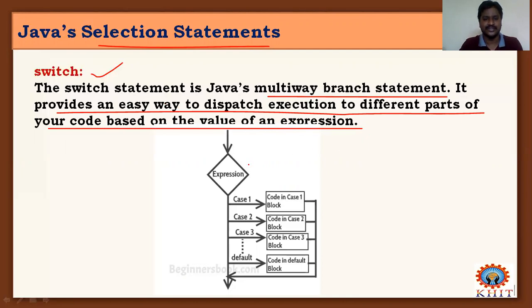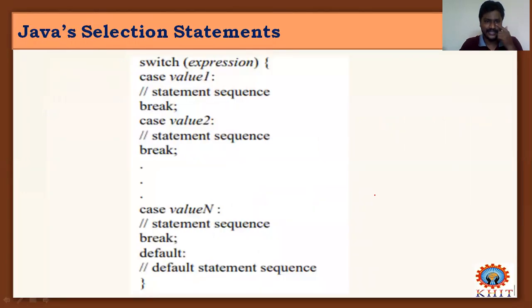So see here, whenever this switch expression is given, it checks for the cases where the expression value matches, and there it dispatches the control of execution to that particular case given in the switch block, like that. So see this syntax here.